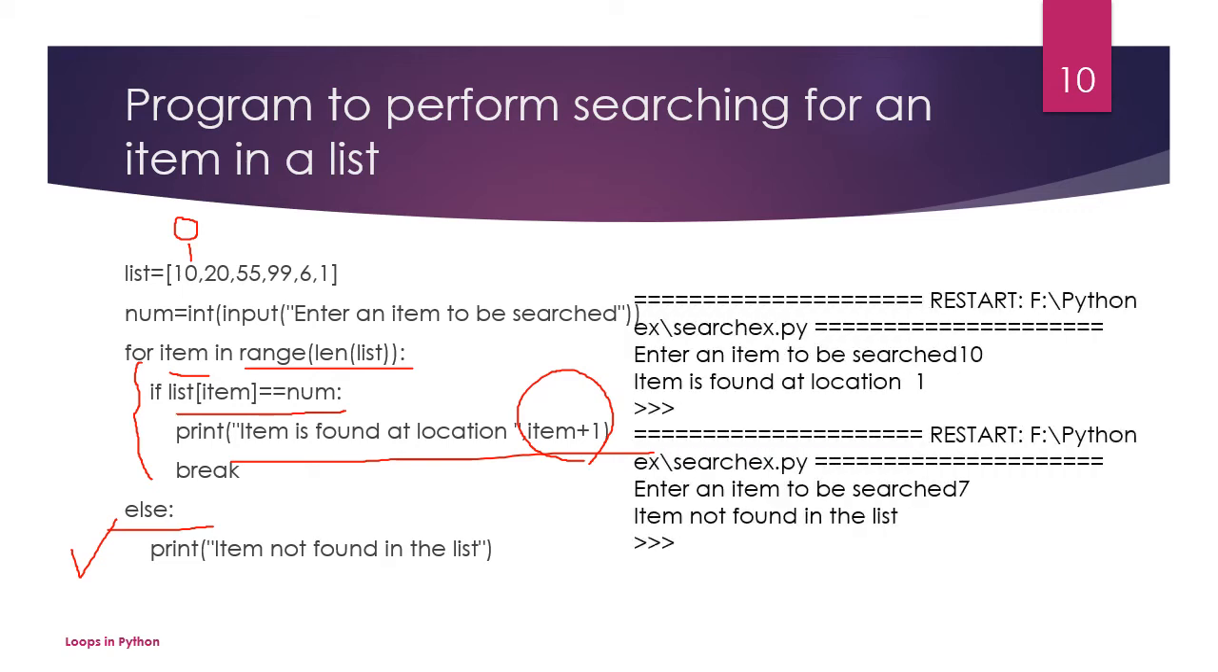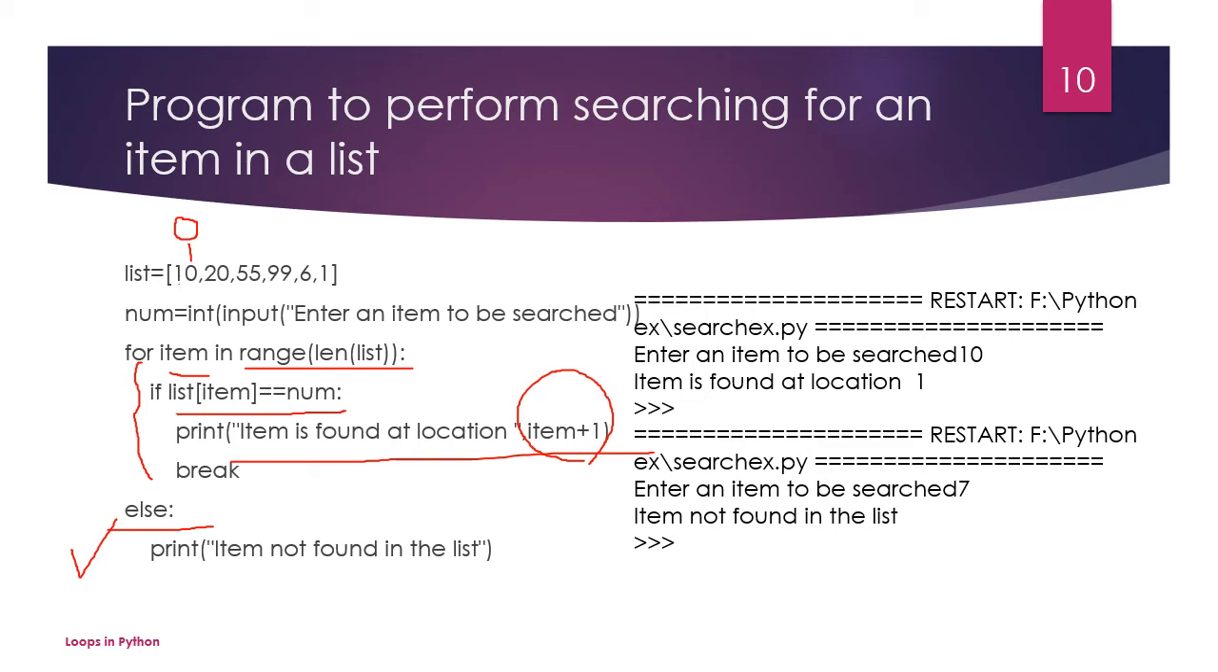See the output. In the first case, the list already has an item 10 and I have entered the item 10 to be searched. And we know the location of that item is the first location. So the item is found at location 1. In the second case, we are searching for an item 7 which is not in the list. So how does it work?